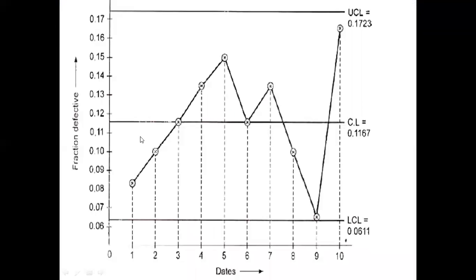Now this is the graph for the P chart. On the y-axis, we have to denote the fraction defective, because as you see in the definition, the P chart is basically used to control the fraction defective, or the percentage defective in a sample. So fraction defective will be marked on the y-axis, while on the x-axis the date will be marked.